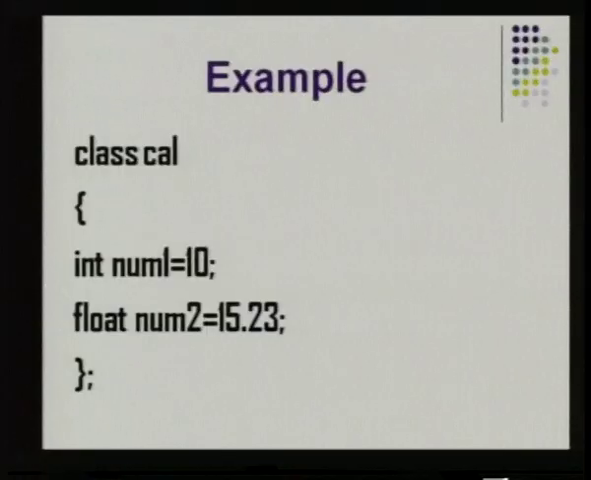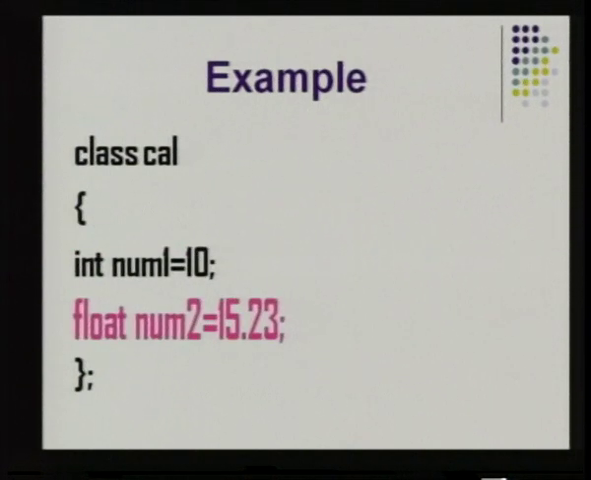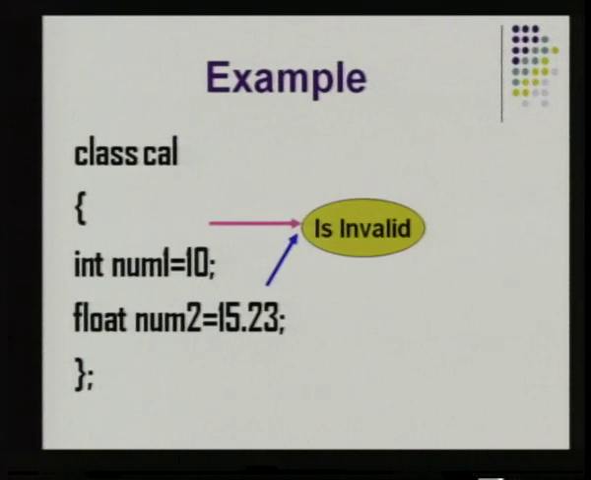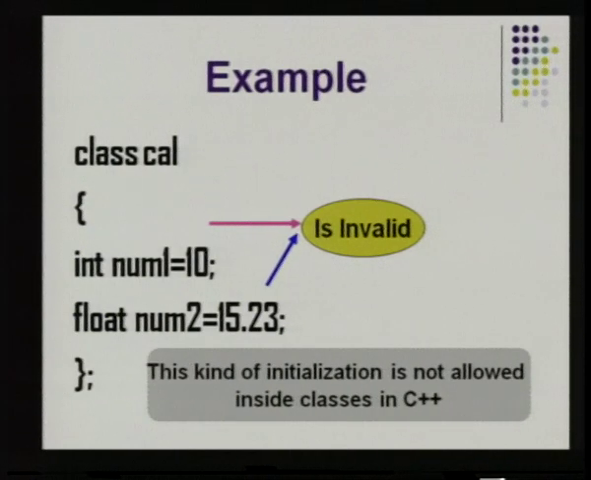So, here is an example. Here we are having a class called CAL. We are having the class body which has 2 variables, one of type integer, name is num1, one of type float, name is num2. And here the values for num1 and num2 have been given in the class declaration, which is invalid. The class body ends here. Both these declarations and initialization of values to these declared variables is invalid. So, this kind of initialization is not allowed inside classes in C++.